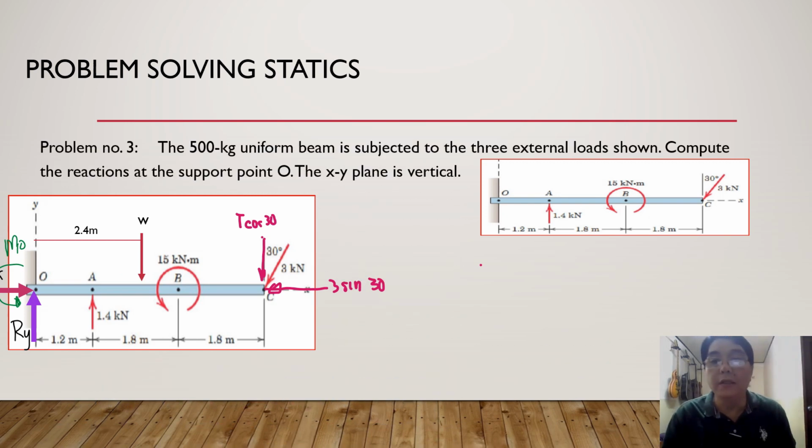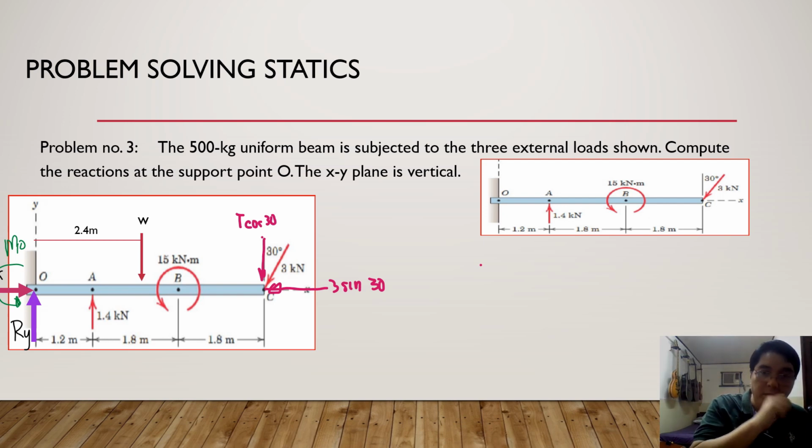Okay. Let us try to solve this new problem. Problem number 3, a 500 kilogram uniform beam is subjected to the three external loads shown. Compute the reactions at the support point O. The XY plane is vertical. Okay. So, yung XY plane daw natin, vertical. Ito yung given natin.